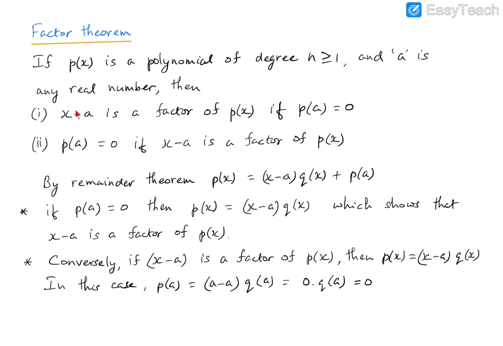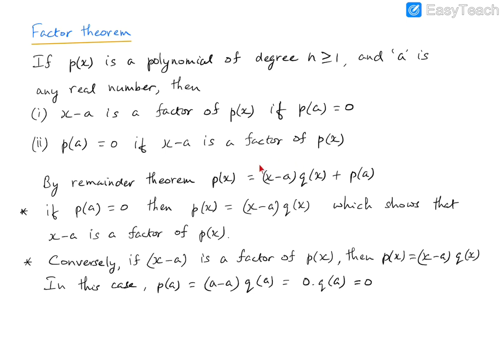So these two statements are basically converses of each other. We can say that x minus a is a factor of P of x if the remainder is 0, or conversely, if the remainder is 0, then we can conclude that x minus a is a factor of P of x. Okay, so we'll look back at the expression from the remainder theorem, where we have the polynomial P of x represented as the divisor times the quotient plus the remainder. Q of x is some polynomial which gives us the quotient of that division.